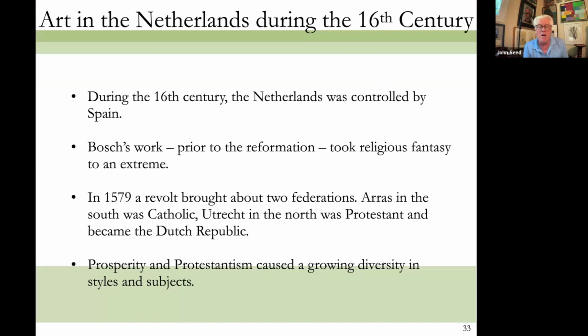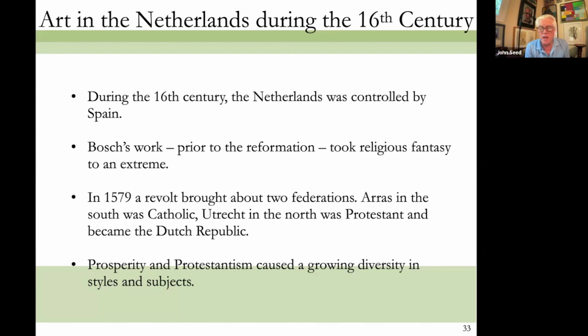In the Netherlands, remember that during the 16th century, the Netherlands was controlled by Spain. And in that region, the work of Hieronymus Bosch, which stands out for all kinds of reasons prior to the Reformation, really took the religious imagination to a kind of extreme. And in a moment, when we see the images, I'll tell you what I think that came from.